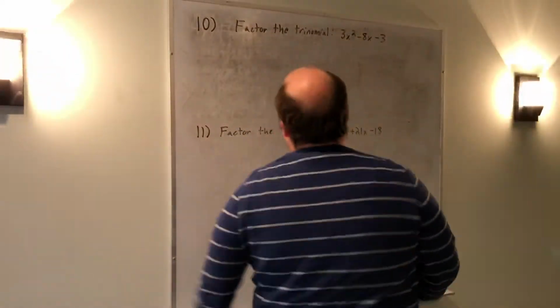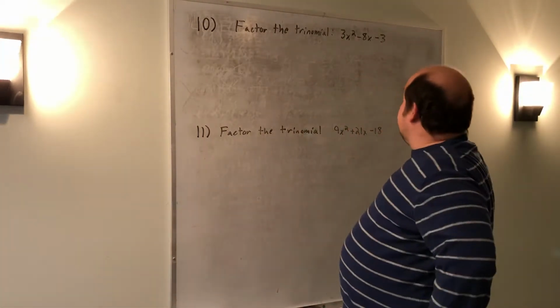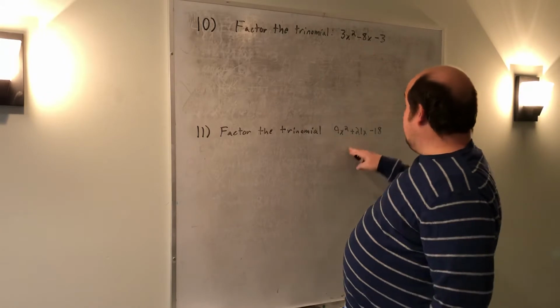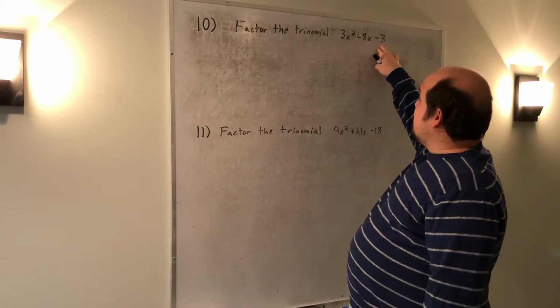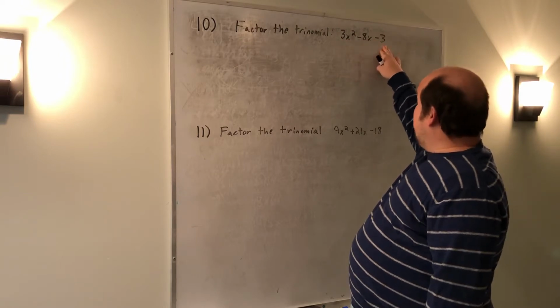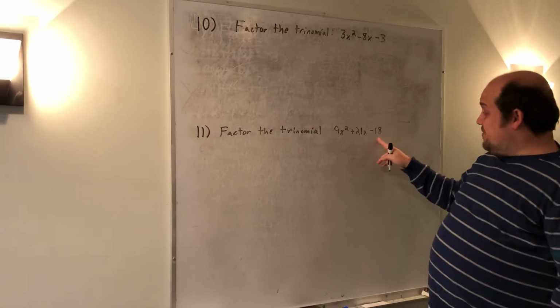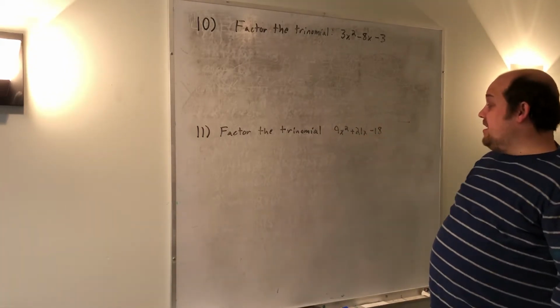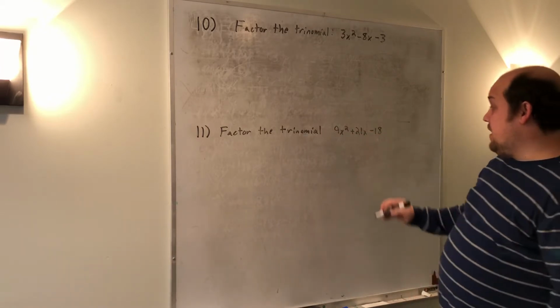Here we have two more examples of factoring trinomials when a is not equal to 1. In both cases, I can't just factor out. So when I look at this 3x squared minus 8x minus 3, nothing goes into all three numbers evenly. Actually, when I look at 9x squared plus 27x minus 18, something does go into all three of these evenly. If I look at this, I can actually pull out a 3 from all three things.